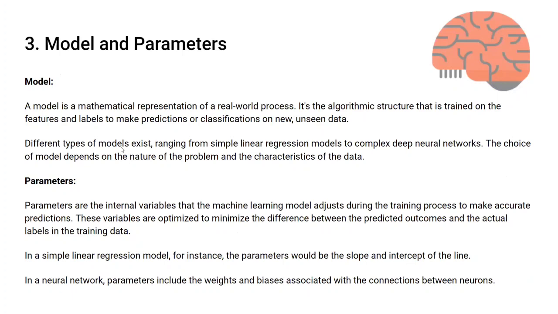Model and parameters. A model is a mathematical representation of a real-world process. It's the algorithmic structure that is trained on the features and labels to make predictions or classifications on new unseen data. To put it simply, it is the algorithm that we use to make predictions. Different types of models exist, ranging from simple linear regression models to complex deep neural networks. The choice of model depends on the nature of the problem and the characteristics of the data.